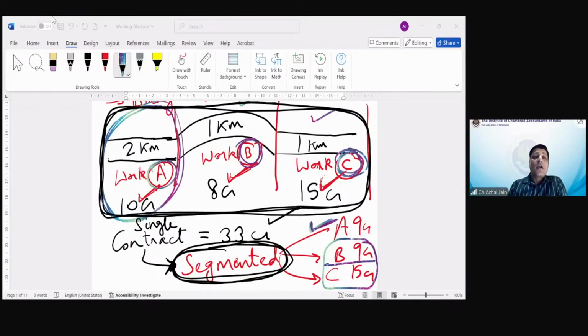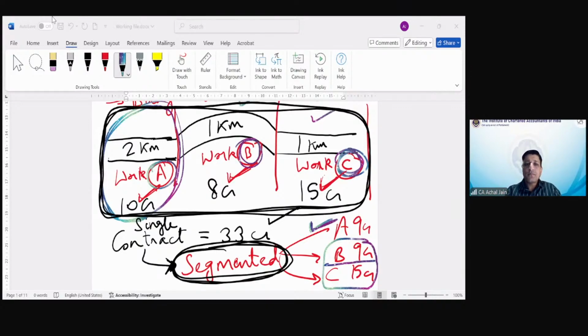Nitin is asking, if combining of contract is divided for accounting purposes, will it become segmenting of contract? Let me put it this way. If there is a combined contract and for accounting purposes, you recognize revenue separately for various activities, that's what you call segmenting. Okay. So Ankit wants this to be quickly repeated.